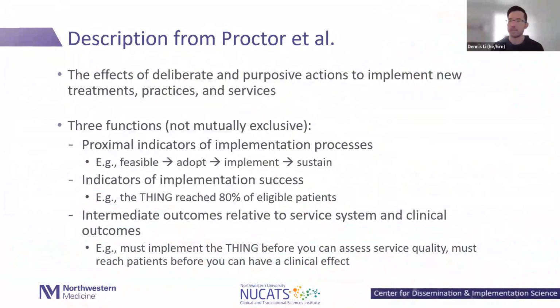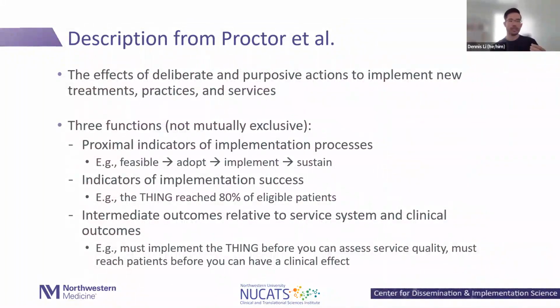So these descriptions come straight from your Proctor reading. Implementation outcomes are the effects of deliberate and purposive actions to implement new treatments, practices, and services. And implementation outcomes serve 3 functions, and these functions are not mutually exclusive. So implementation outcomes could be proximal indicators of implementation processes. Something has to be feasible before you can adopt it, and then once you adopt it, then you implement it, and once you implement it, then you sustain it. So you can use these kind of as a checklist or milestones in the process of implementing something.